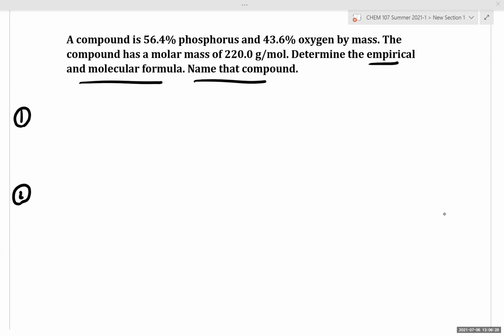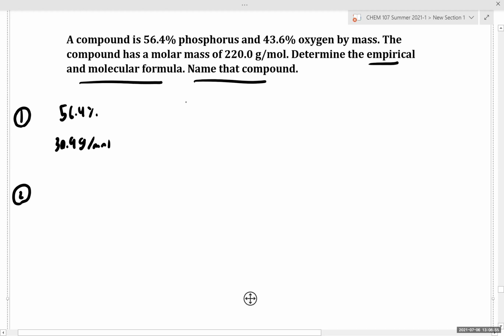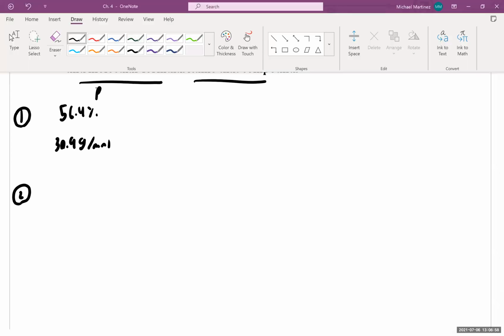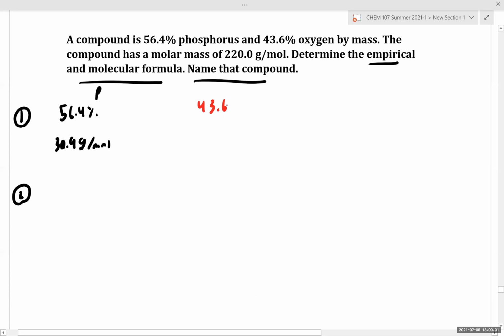So we have one student sharing their calculated mass of phosphorus. We know the percentage of phosphorus is 56.4%. We know phosphorus has a mass of 31. Let me double check really quickly. And let's try not to round too heavily. Looking at the periodic table, phosphorus has a mass of 30.9 gram per mole. Okay, this is for phosphorus. For oxygen, our mass percentage is 46.3%, and oxygen has a mass of 16 gram per mole.